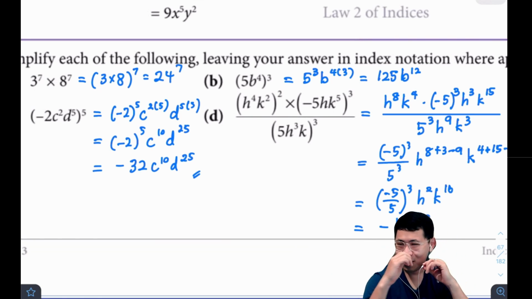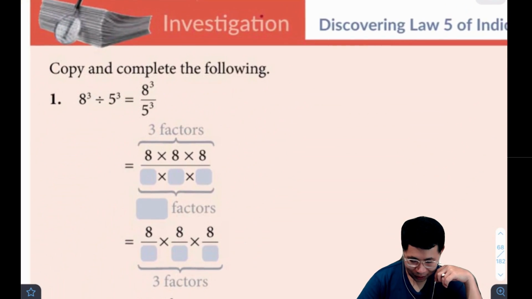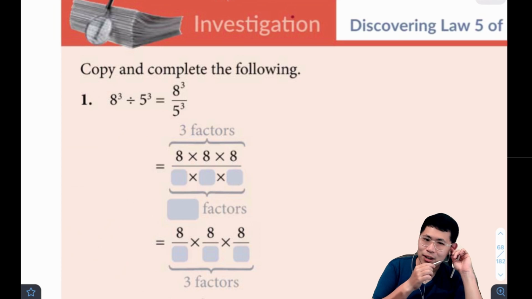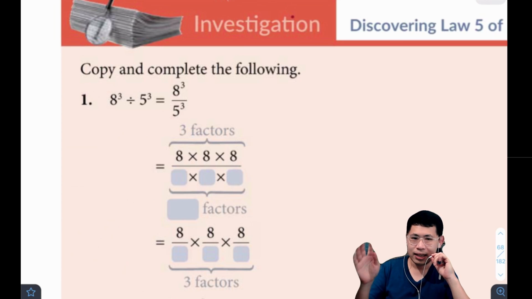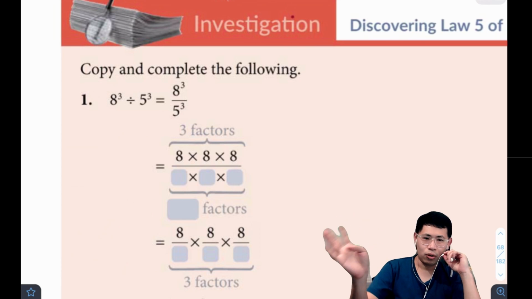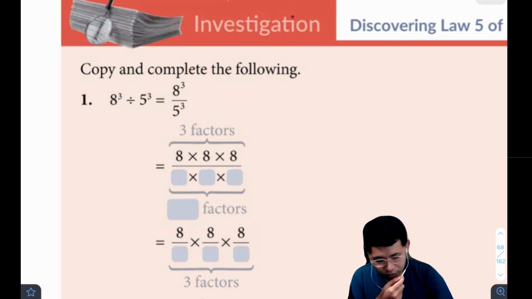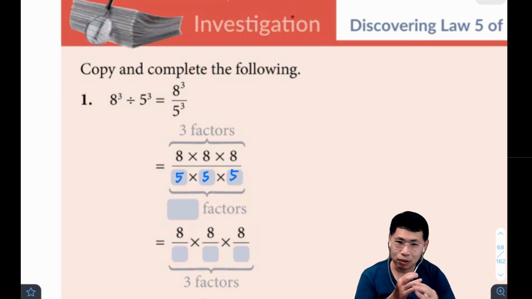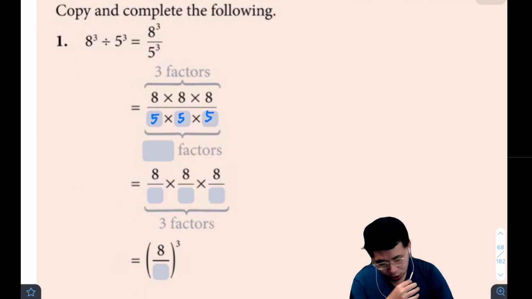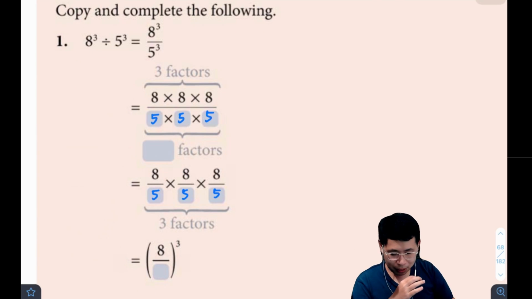Okay, for law 5, let's take a look at the next one. For law 5 over here, instead of times, now we divide. So over here we can see that 8 power 3 divided by 5 power 3. We can rewrite this as 8 cube over 5 cube, and split the cubes up. 8 times 8 times 8 over 5 times 5 times 5, and technically we can also split the fractions out. So we have 3 sets of this fraction. Because they are the same copy, it is just the same as 8 over 5 cubed.